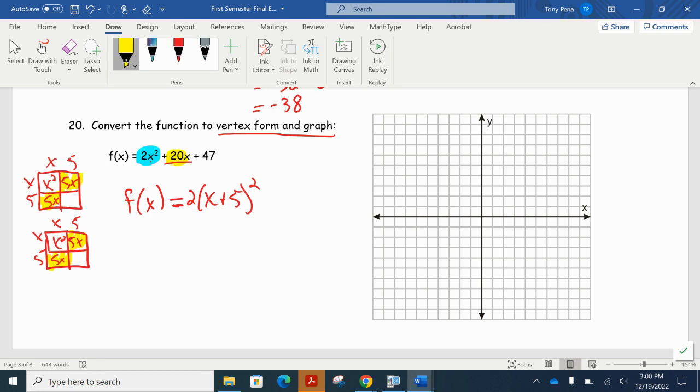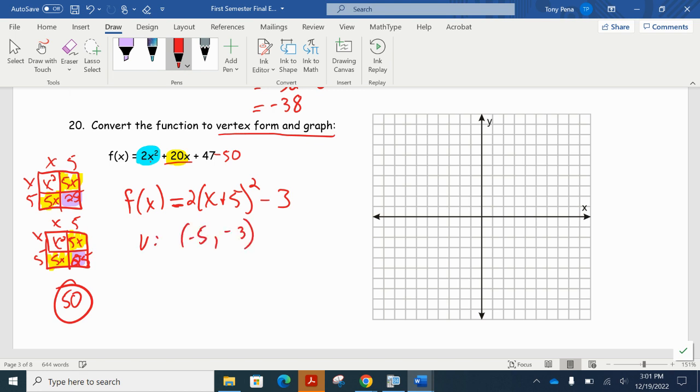The constants that we end up with combine here, so here and here, each one of them would have yielded a 25. So these 25s added up give us a total of 50 that I would subtract away from the constant in that problem of 47, so a -3. We now know our vertex is -5, -3. So 1, 2, 3, 4, 5, 1, 2, 3. All right, and then I want you to graph that.